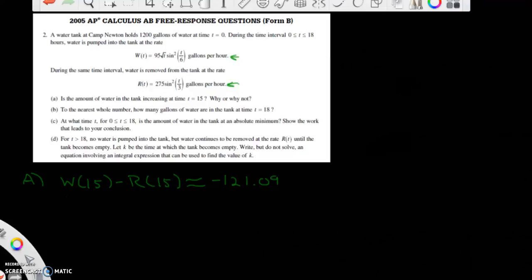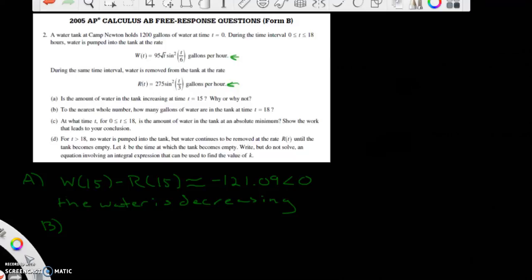121.09. Now, is this increasing or decreasing? This is less than 0, so the water is decreasing. Let me write that down. Okay, next part, part B.